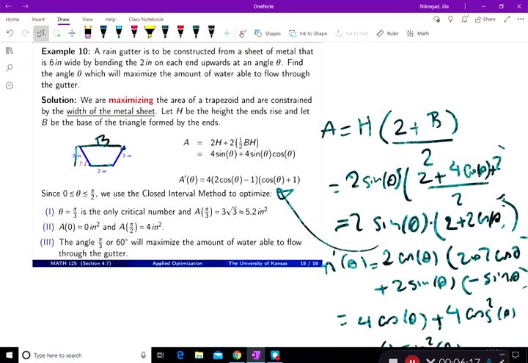Cosine theta equal to negative 1 is not going to work. Cosine theta equal to 1/2 would work, and that comes from here. It's going to give you theta equal to pi over 3. Plug it back into A and compute, and you get 5.2 inches. Theta can be between 0 and pi over 2, so check the endpoints. The endpoints give you these two values, and the bigger number is the maximum.